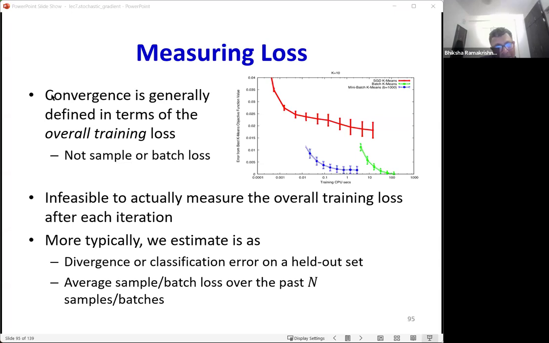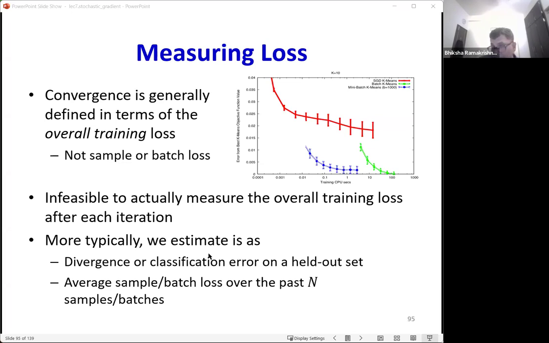Okay. So convergence is now, how do you define convergence? It is generally defined in terms of overall training loss, not sample or batch loss. And it's infeasible to actually measure the overall training loss over the entire training data after each iteration. So more typically, we estimate it as the loss on your latest batch or on a held out set.